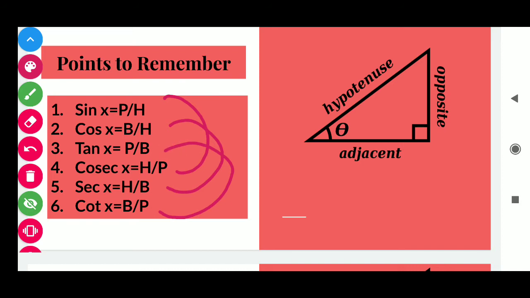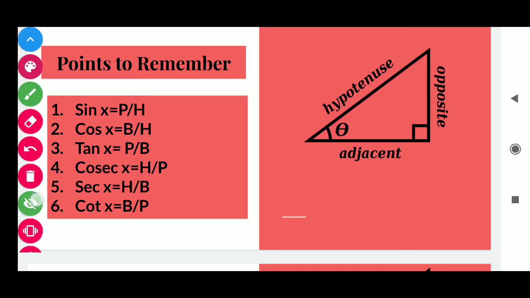Now students, here is the right angle triangle. The angle is theta and the side opposite to the angle is called the perpendicular. The adjacent side, which is attached to the perpendicular, is called the base, and the slanting line that attaches the perpendicular and base together is called the hypotenuse.